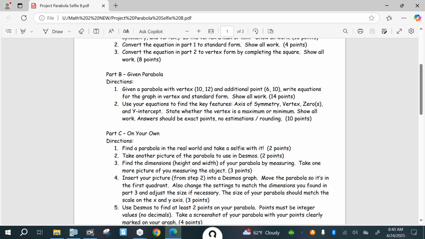Now, in part B, I'm going to give you some points, and you're going to write the equation of the graph in vertex and standard form, making sure that you show all of your work. So I give you the vertex, and I give you just one additional point, like the homework problems that we just went over. Then, once you have those equations, you're going to find all of these key things. Notice I put down here your answers should be exact points, no estimates or rounding. So like some of the answers that we had at the beginning of the week when we used the quadratic formula to find your x-intercepts, sometimes they left a square root in them. So it would have to stay like that.